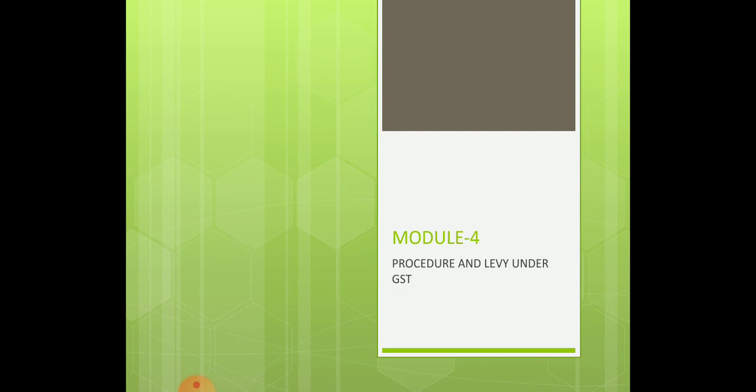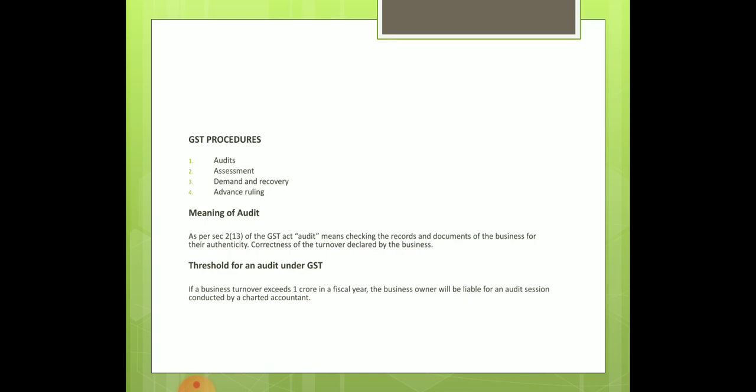I want to discuss GST Module 4, the chapter on procedure and levy under the GST. What are all the procedures of the GST under levy? Those procedures are audit, assessment, demand and recovery, and advance ruling. First, let us know the meaning of audit.